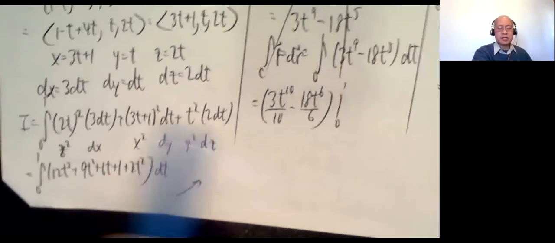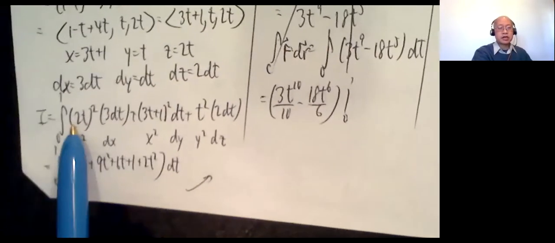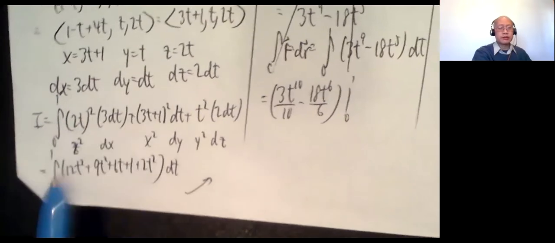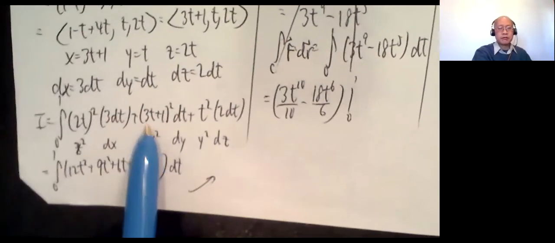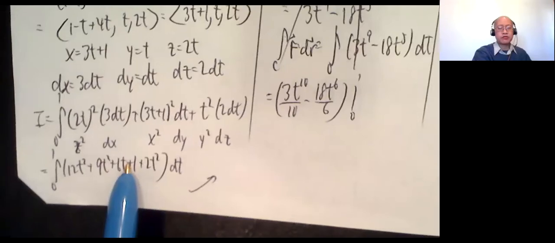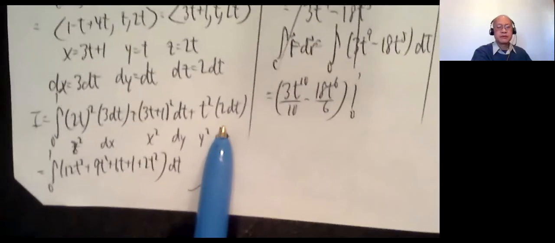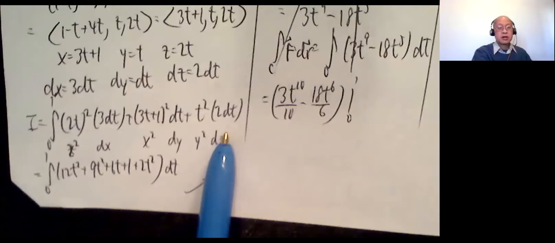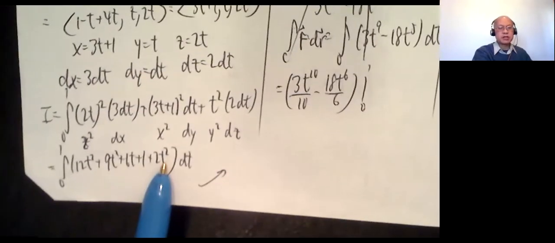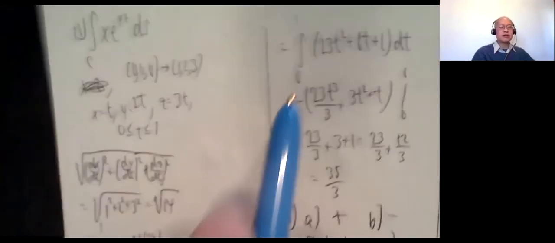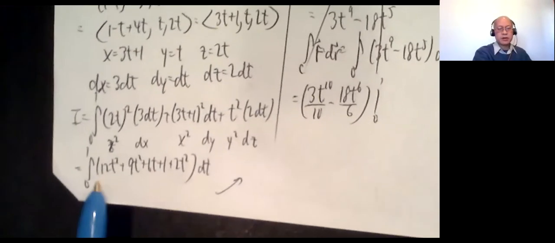Okay, but now I just have a bunch of dt's. So I just take the dt out and simplify all of this. So that's going to be what? 4t squared times 3 is 12t squared. And that's going to be 9t squared plus 6t plus 1. And that's 2t squared, right? Okay, so combine like terms. 12 plus 9 plus 2 is 23t squared plus 6t plus 1.